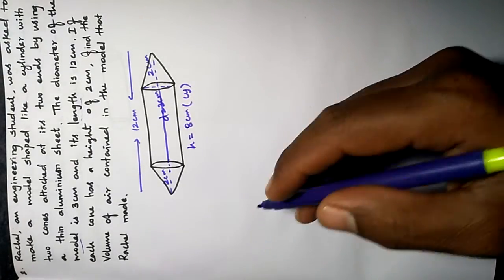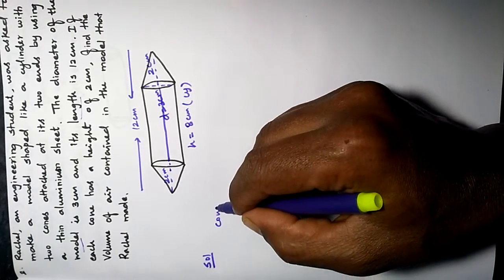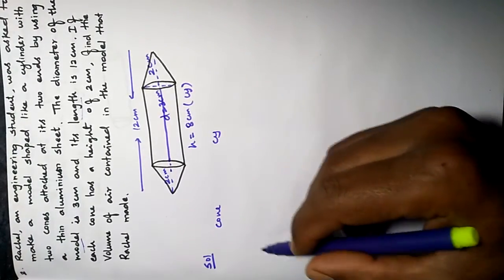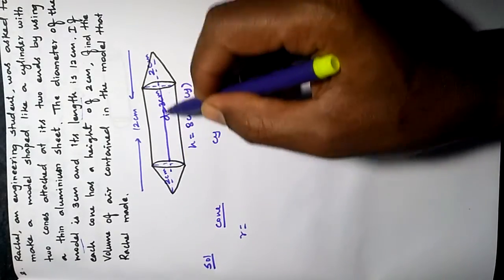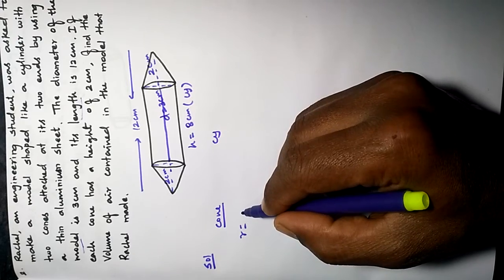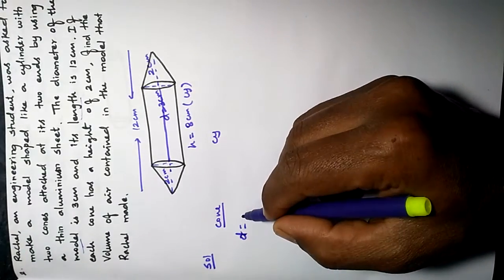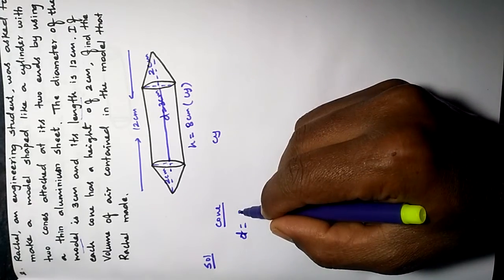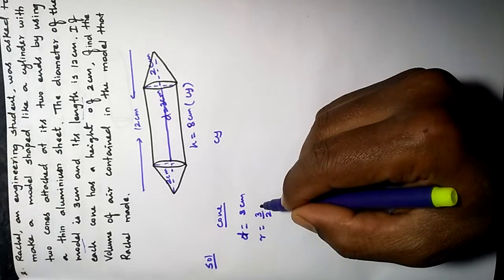Now let's take the given data here. Solution. One is a cone, the other one is a cylinder. In the cone and cylinder the radius is common. The radius is not given, actually the diameter D is given. Diameter D equals 3 centimeters, then the radius will be 3 by 2 centimeters.